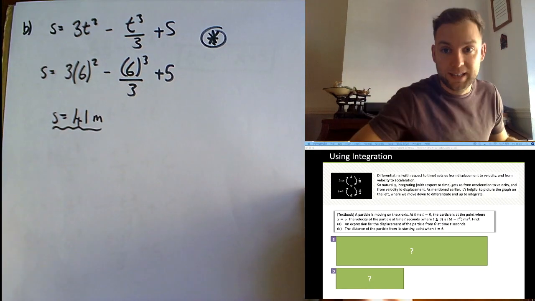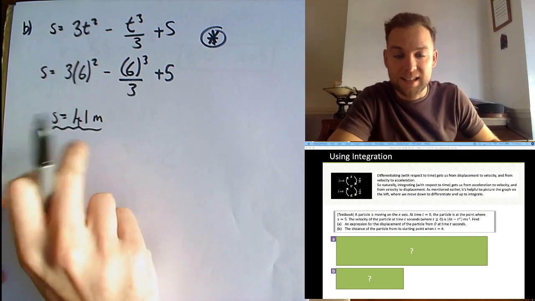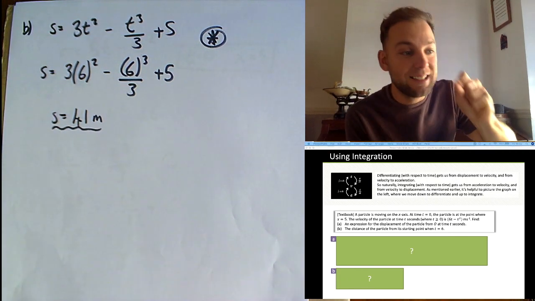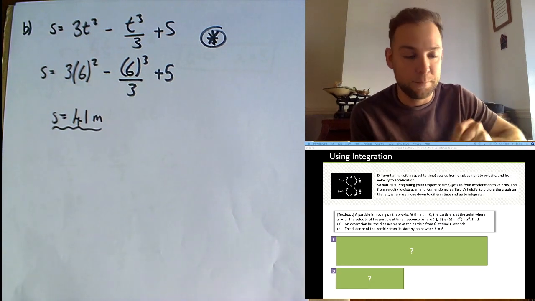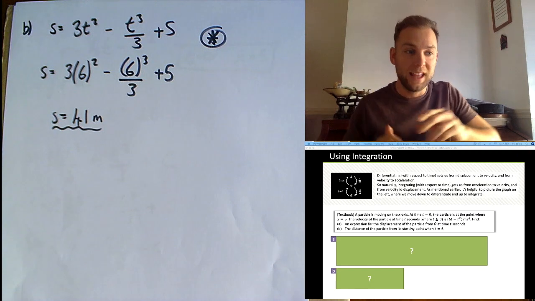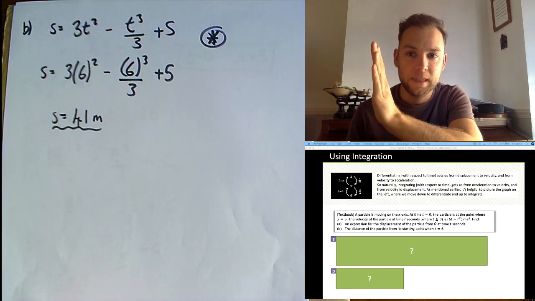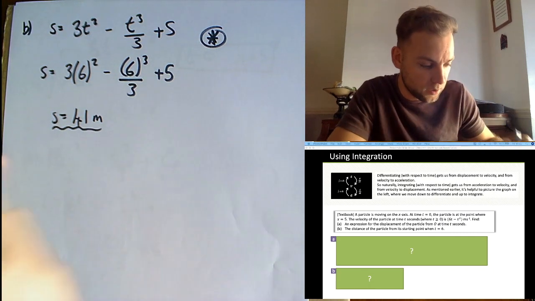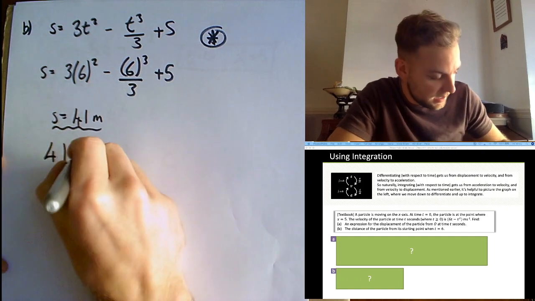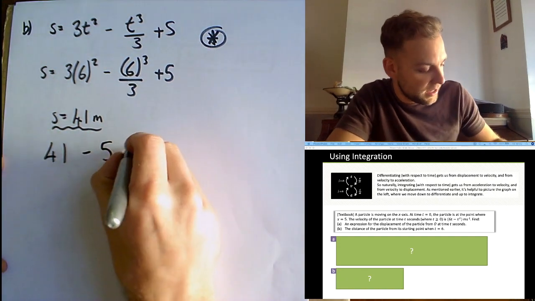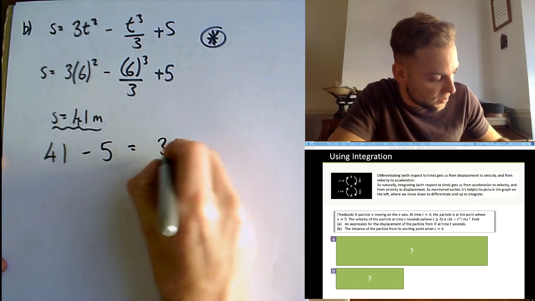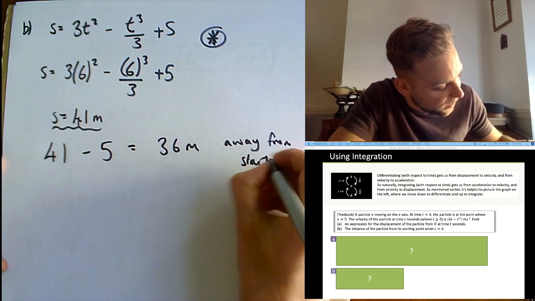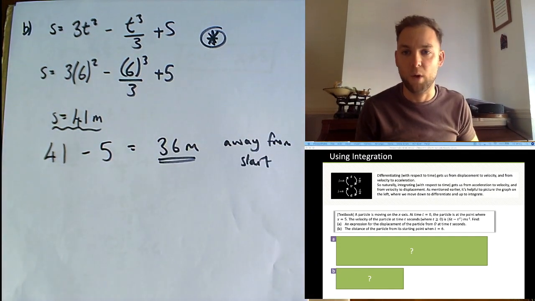So you might be tricked into thinking that this is the final answer, but there's a little tiny trick in this. The trick is that it says, find the distance of the particle from its starting point. Well, its starting point is equal to 5. So what's the distance from 5 to 41? Very sneaky, that. So the final part of this is 41 take away 5, which is equal to 36 meters away from the start. That last little part is very sneaky. 36 meters away from the start.